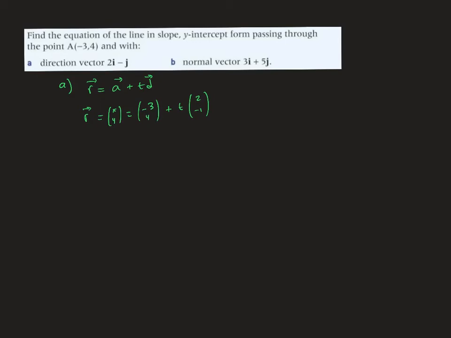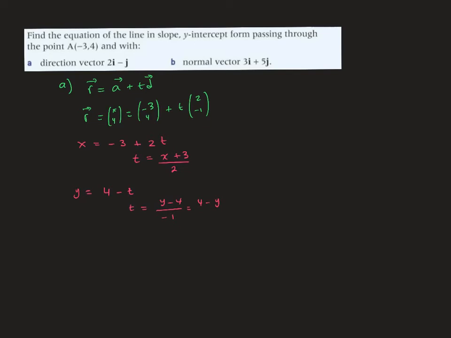So I want to start by getting to the parametric equations again. So I'm going to do x is equal to -3 plus 2t, leading to t equals (x plus 3) divided by 2. And the second one, y equals 4 minus t, which means that t is going to be equal to (y minus 4) divided by -1, or if you prefer, 4 minus y.